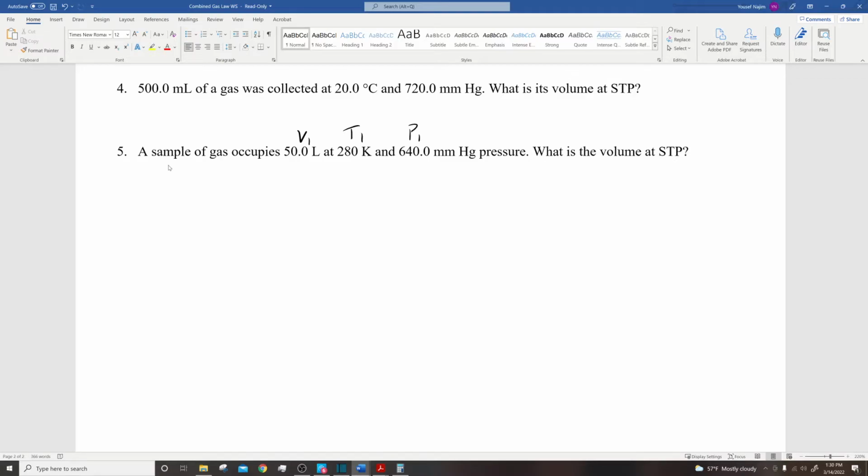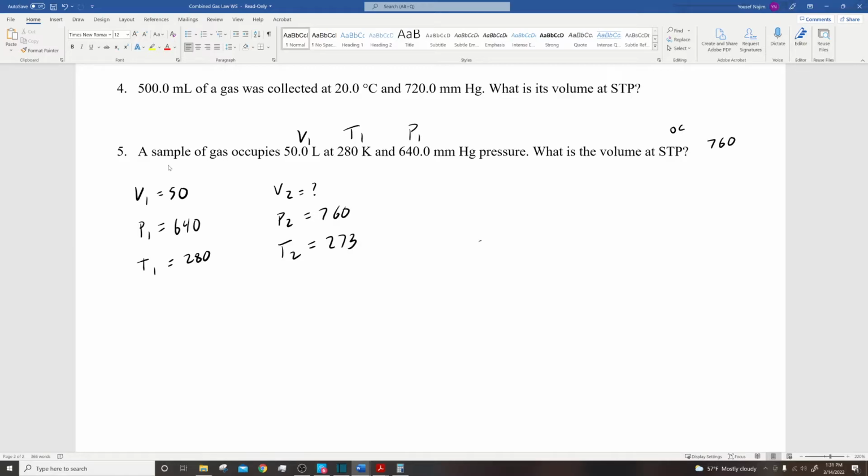Our standard temperature is going to be 0 degrees C, and our pressure is going to be 760 mmHg. So let's go ahead and put it all over here. So V1 is equal to 50. P1 is equal to 640. T1 is equal to 280. V2 is our unknown. P2 is 760. And then T2 is equal to 0 plus 273, which is 273.